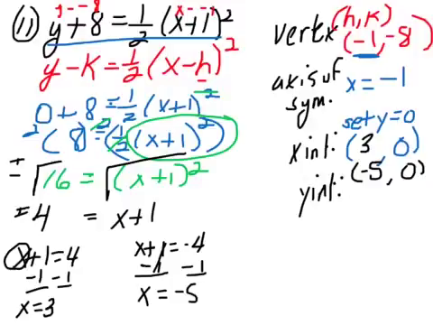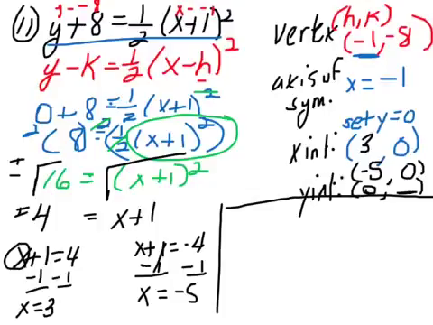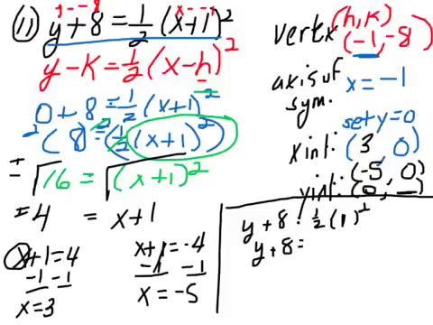Now to get our y-intercept, we need to set x equal to 0. So let's see if I can fit that in down here. My y-intercept will have x is 0, and then I need to fill in this y value right here. So if I'm going to set x equals 0, that'll be y plus 8 equals 1/2, and then 0 plus 1 inside the parentheses would just give us a 1 squared. So y plus 8 is equal to a half times 1 squared, which is 1, so a half times 1 would be a half. All I've got to do to solve for y is subtract 8 from both sides.